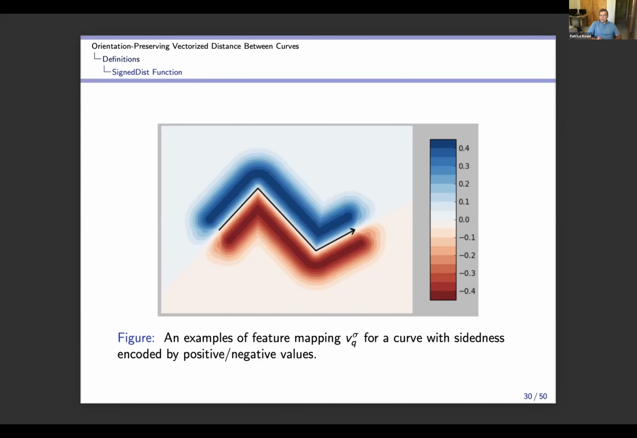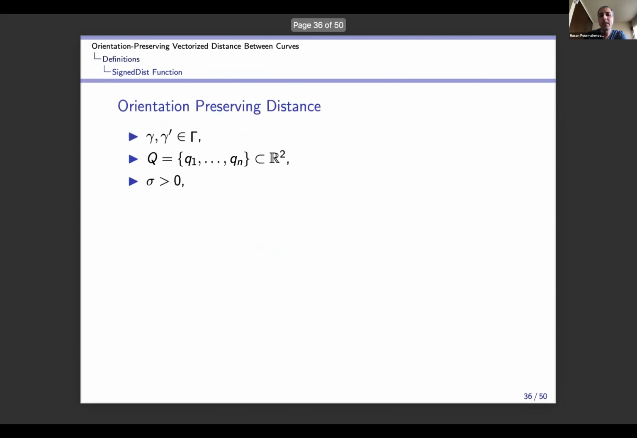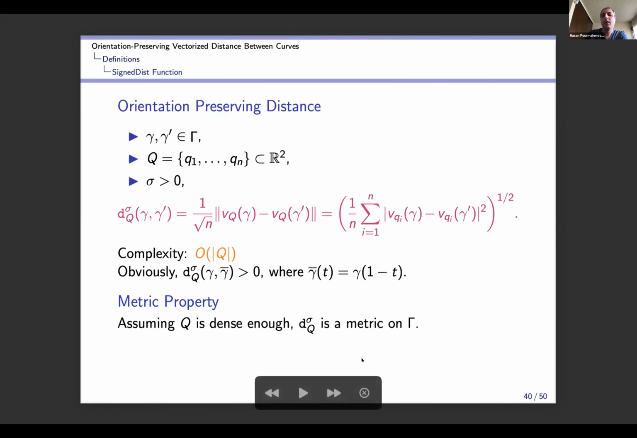And my final question is, is it guaranteed to be a metric? Yes, as I said here, we need Q to be dense. If Q is dense enough, for example, consider a bounded region and all the curves are here. If Q is dense enough in that region, then dq sigma should be a metric, yes. But on the set gamma, which includes only simple curves.